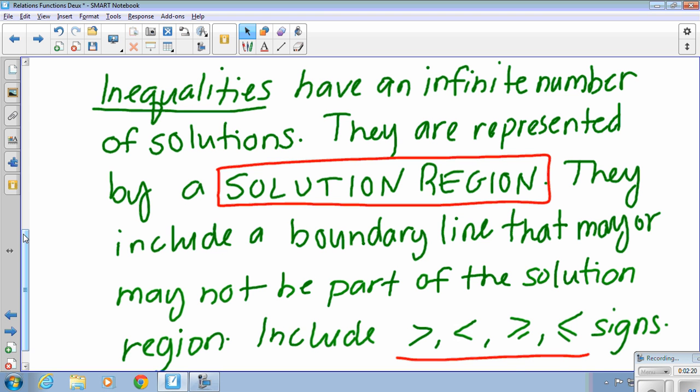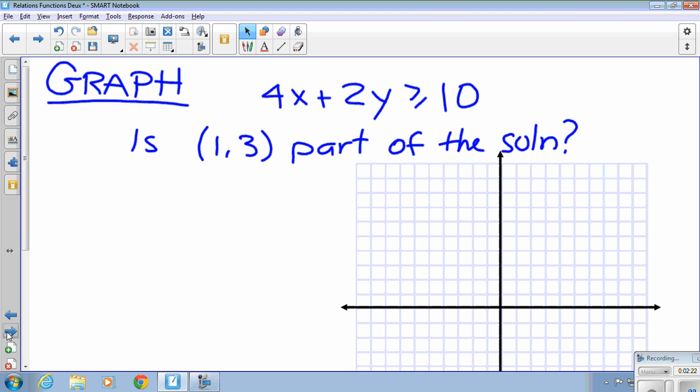But we're going to move on to our first example. This first example is a two-part question. First off, it's saying graph the inequality 4x plus 2y is greater than or equal to 10. And then the second part says, once you have it graphed, can you determine or verify if the point (1, 3) is part of that solution? Does it lie in the solution region, or does it lie outside of that solution region?